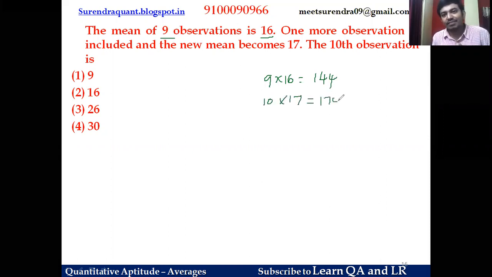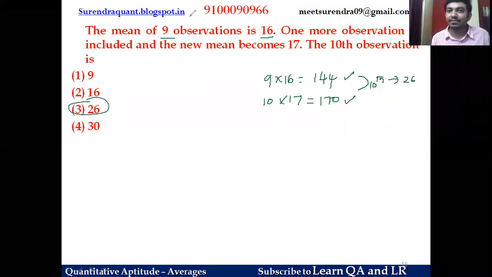So the sum of all those numbers is 170. This is the sum of 10 numbers. This is the sum of 9 numbers. The difference will be the 10th element, and the 10th element is 26. I mean 170 minus 144. That is option 3. Very quick, very simple.